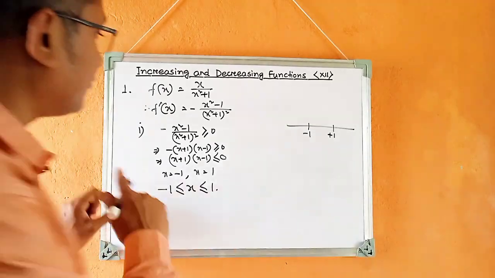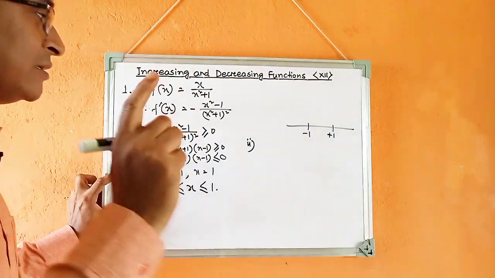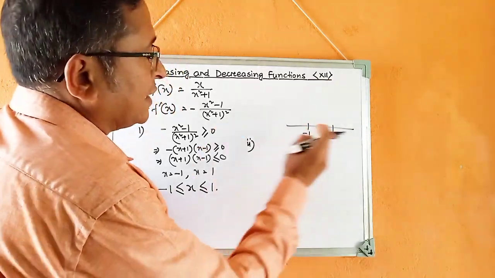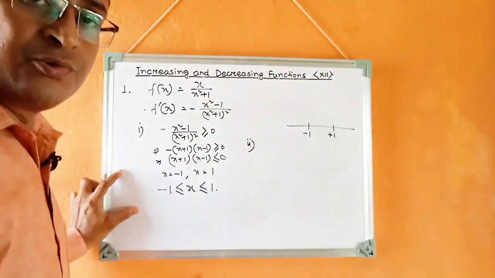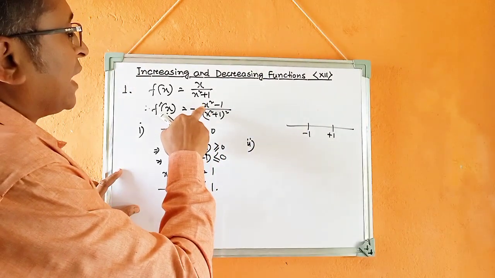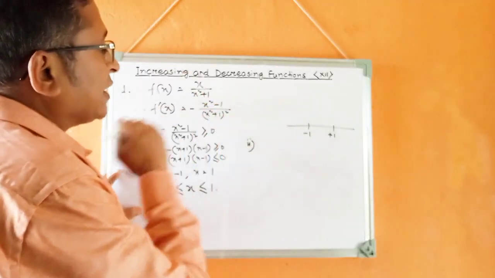Now in case of decreasing function, see carefully. Part 2, in case of decreasing function, the value of x is below minus 1 and above plus 1. Below minus 1 we take minus 2, any value below minus 1. Put minus 2, whole square, that is plus 4. 4 minus 1, that is 3.